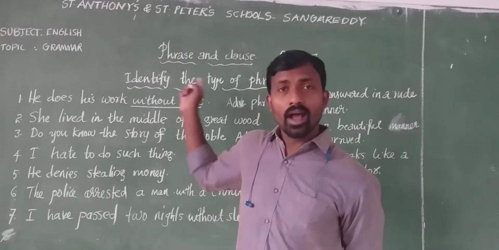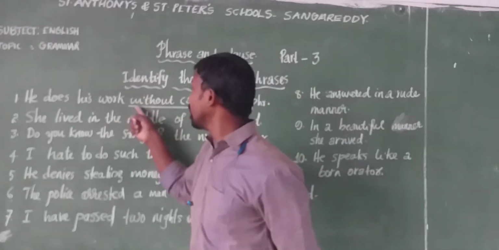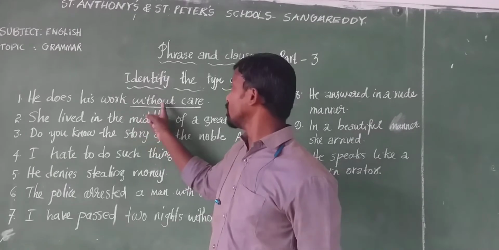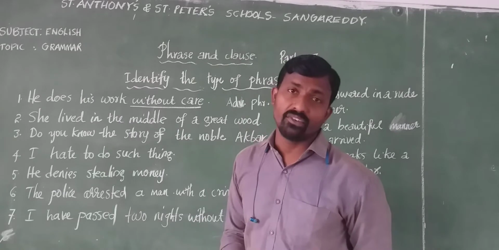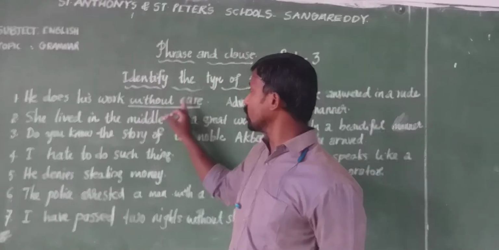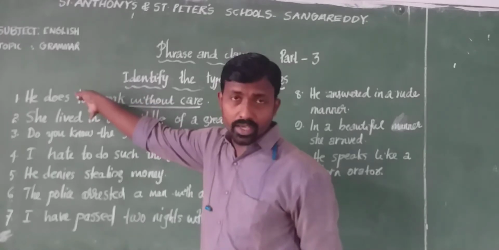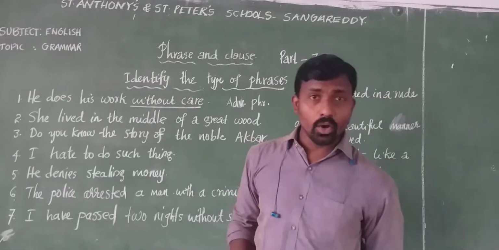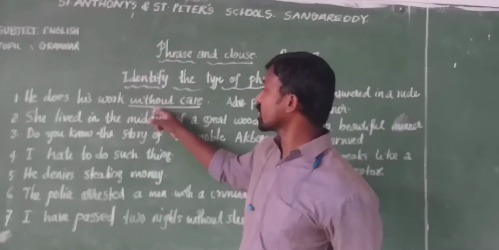Let me explain how we can consider this an adverbial phrase. The words without care tell about the action. How does he do his work? He does his work without care. So I have used 2 words here to describe the action of his work. How does he do the work? Instead of this phrase I can use a single word, which will become an adverb. Can you tell me what that single word is?